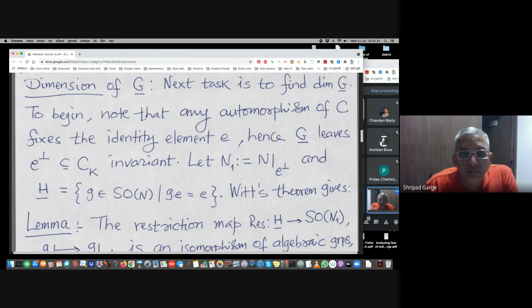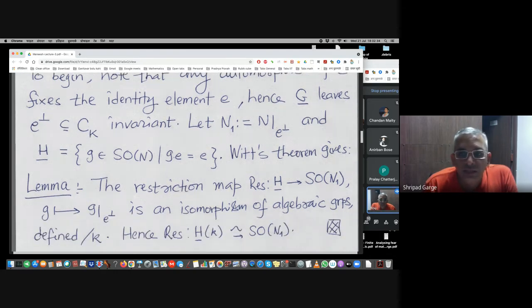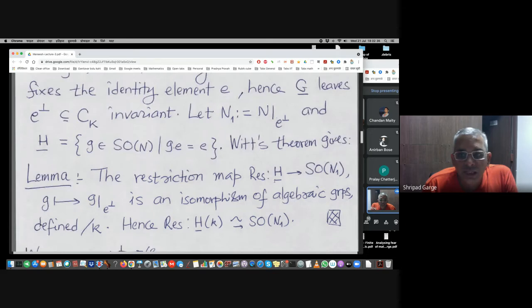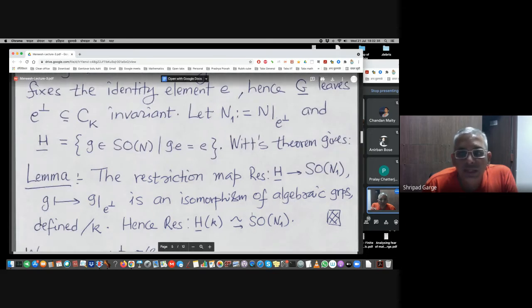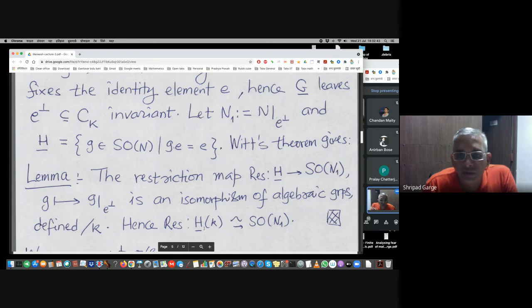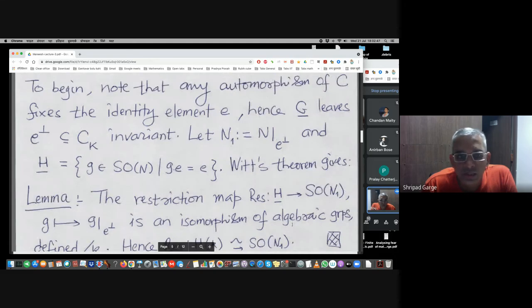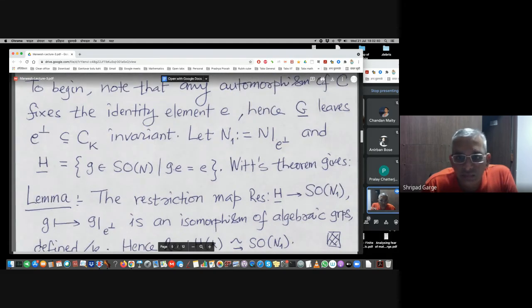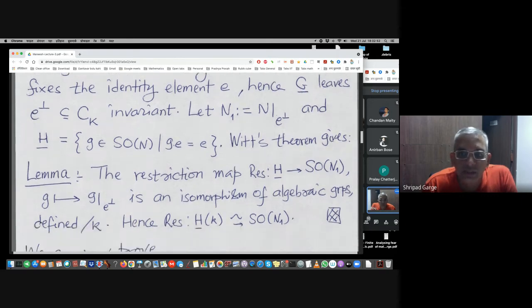Which theorem will give that the restriction map from H bar to SON1 is an isomorphism of algebraic groups? Also, restriction from H bar K to SON1. Okay, so that is all right. So this H bar is simply the SO of this N1. That's correct, that is what we are saying here.